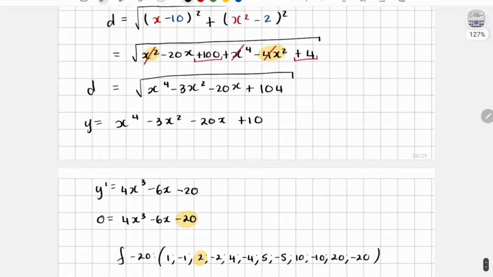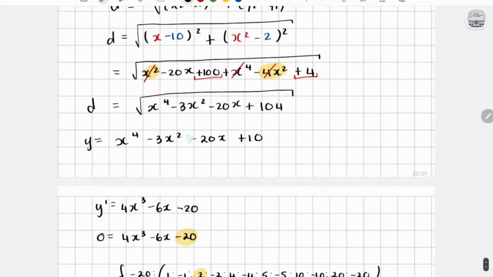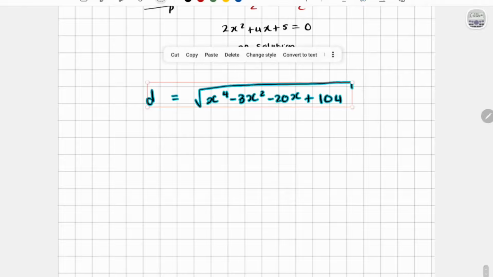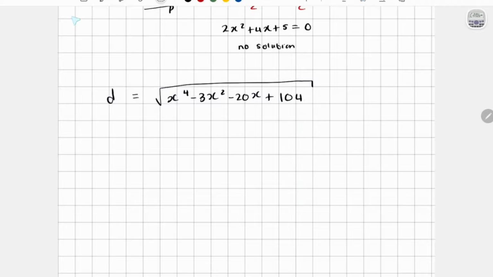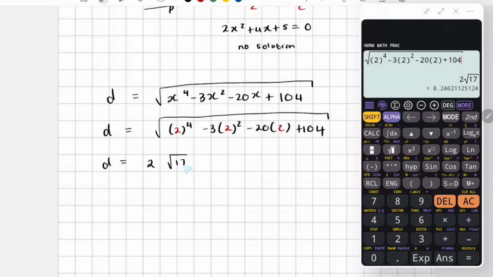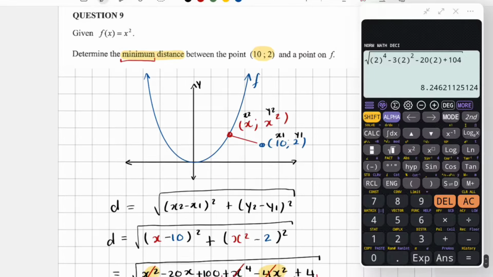And all we have to do is take that and substitute it into this. If you like, put it into this, but it's not necessary. You can put it straight into the distance formula. So we're taking this distance formula and we're going to put in place of x, we will substitute 2. You can put that on your calculator and see what you get. And we get that distance to be 2 square root 17. So the distance is 2 square root 17, which we can just round off to 2 decimal places, which is going to be 8.25 units. Okay, so that is the minimum distance. And that is it for question 9. And then we move on to question 10.